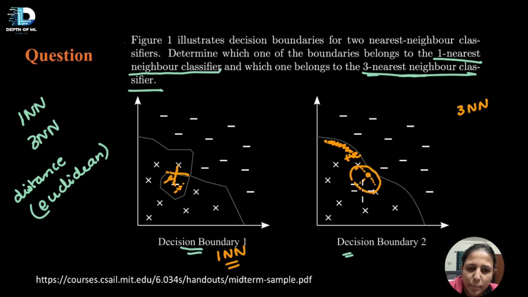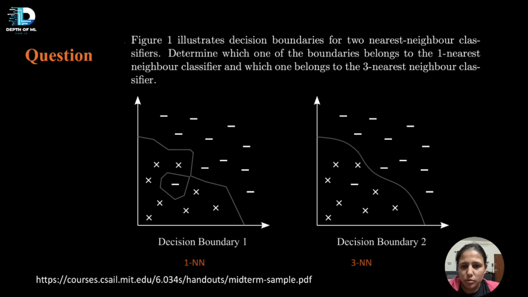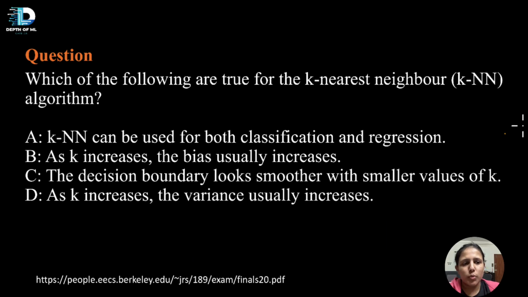So it's actually comparing more than one neighbor in doing this. This is a slight intuition behind how you can see that it's considering not just one single point but multiple points, and hence it should be a 3NN. Okay. So this is the answer, that this belongs to 1NN and this belongs to 3NN. Now let's move on to the next question.